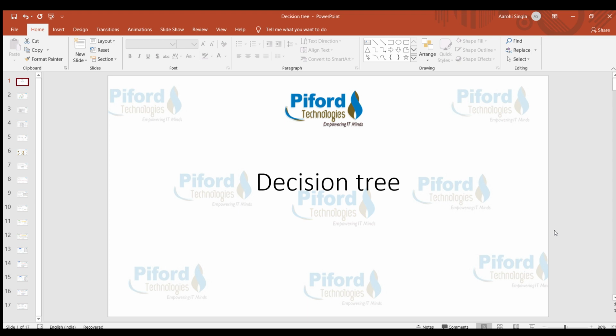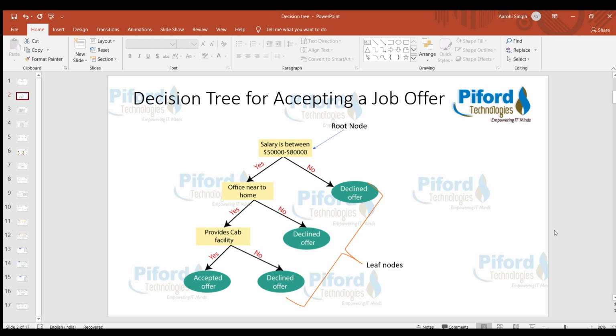So basically, decision tree is a graphical representation of all the possible solutions to a decision. Decisions which are made can be explained very easily using decision tree. So see, this is how decision tree looks like. See, this decision tree is for accepting a job offer.